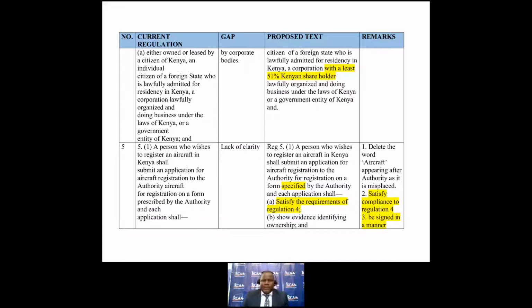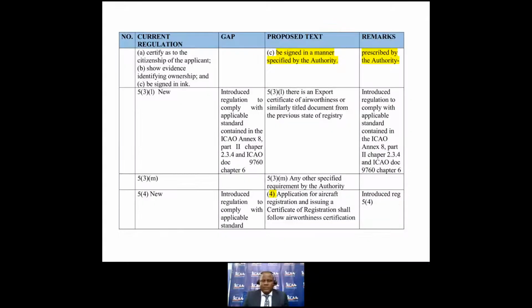Regulation 5, we have improved clarity on 5.1, and we have deleted the word aircraft appearing after authority as it is misplaced. So we have rewritten it, and it reads, a person who wishes to register an aircraft in Kenya shall submit an application for aircraft registration to the authority on a form specified by the authority, and each application shall: A, satisfy the requirements of Regulation 4, and B, show evidence identifying ownership. So here we have introduced the words "satisfy the requirements of Regulation 4". We also introduced C, the form to be signed in a manner specified by the authority. We have removed the word "prescribed" as it appears in the earlier regulation. The words "signed in ink" have also been removed.